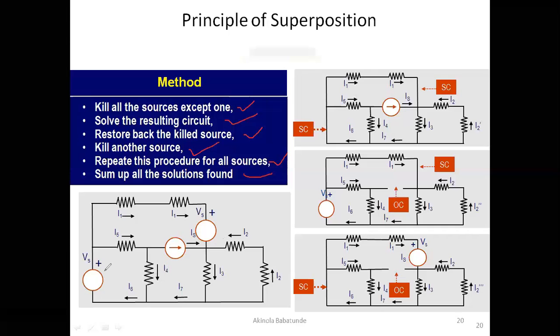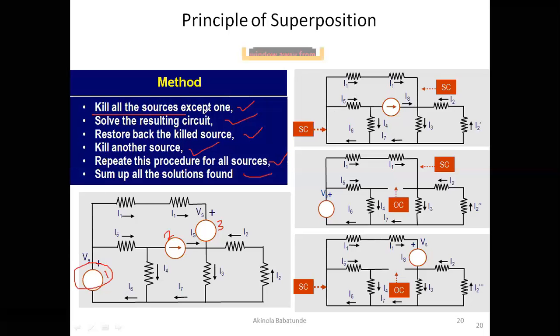In this example, how many sources do we have? You can see we have 1, 2, 3 sources: 2 voltage sources and 1 current source. When you kill a voltage source, that translates to short-circuiting the branch where the source is. When you kill a current source, it leads to opening the circuit of the branch where that current source is located. Killing a current source is connected to opening the circuit, and killing a voltage source is connected to short-circuiting the circuit. You know that already, we talked about that when we discussed Thevenin equivalent and Norton equivalent and a couple of other topics. So we're just going to apply some of those principles here.